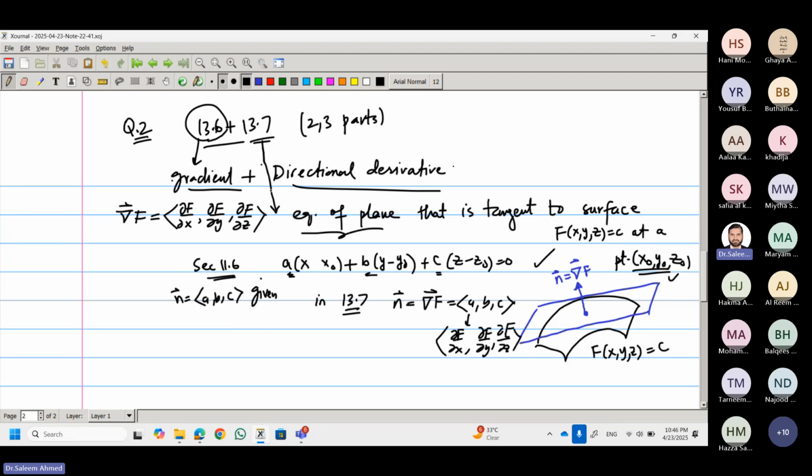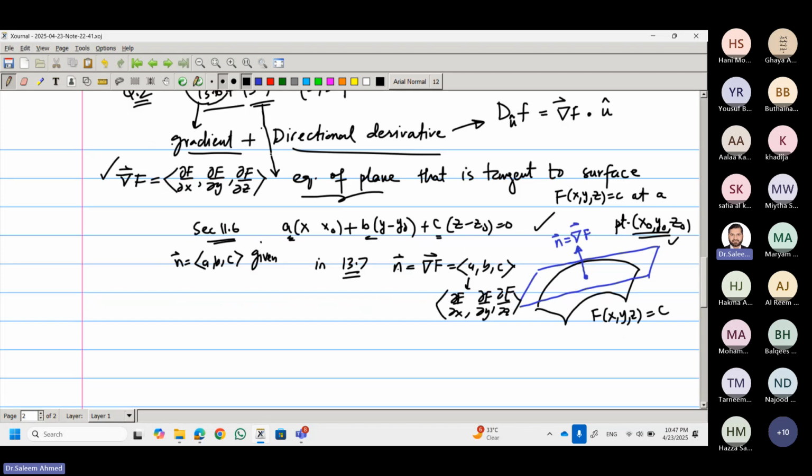The directional derivative is very easy. It is the directional derivative of a function in the direction of a vector u. Here again, you find the gradient of f and then take the dot product with your vector u. If a vector u is given, you just take the gradient dotted with u. All these things are related, so I am putting them in just one question.